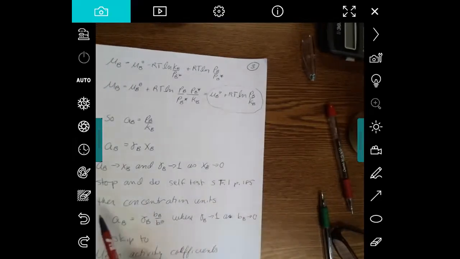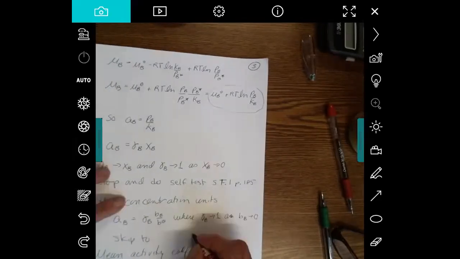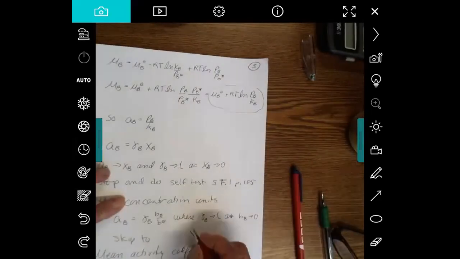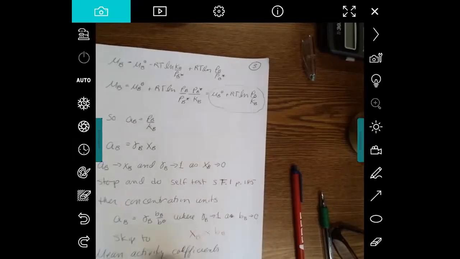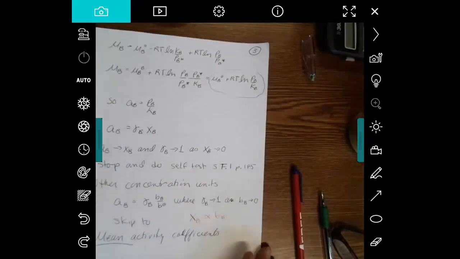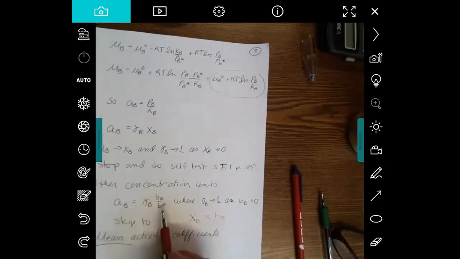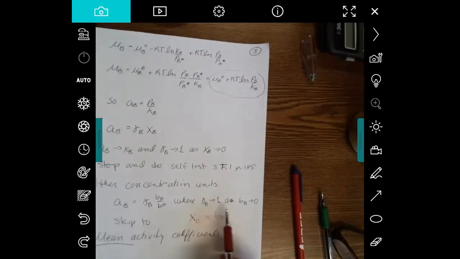And then realize that we often don't work in units of mole fraction, but mole fraction is proportional. So the mole fraction of B is proportional to the molality. In Gen Chem, the molality would have been given a lowercase m, but in physical chemistry, it's given a b. So the molality of B relative to its standard state times the activity coefficient gives you the activity of B if you're working in units of molality, and it has the same limiting conditions. You're still talking about B as the solute, so you're looking for a dilute solution.